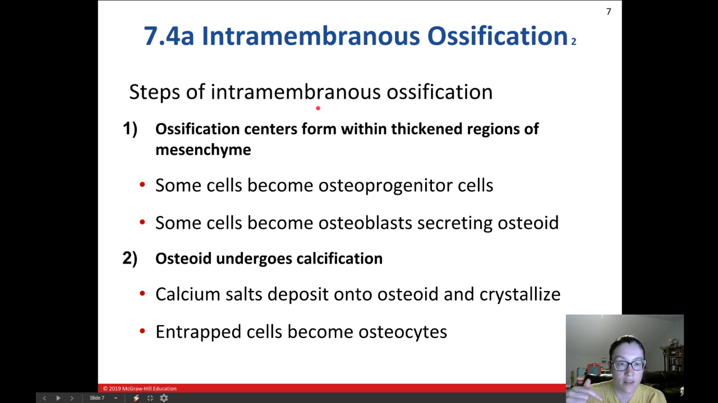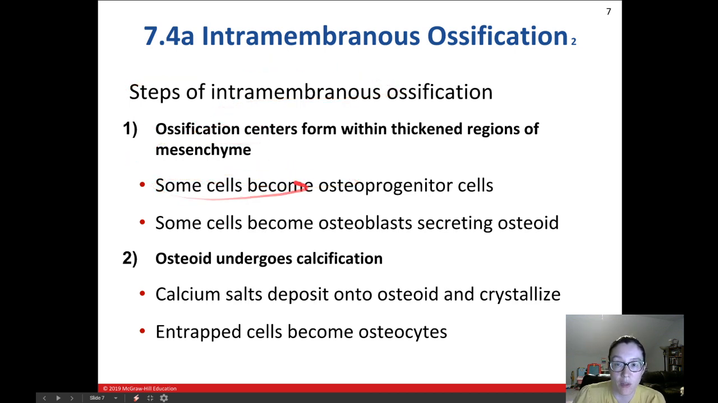And I'll kind of flip back and forth between this and the pictures so you guys can see both of them. So the first thing that happens is that an ossification center is going to form within areas of the mesenchyme. Ossification centers are going to be little areas where bone is happening. Ossification or osteogenesis is the formation of bone. So anywhere where we have an area where a bunch of bone cells come together and we start having bone form, that's going to be called an ossification center.